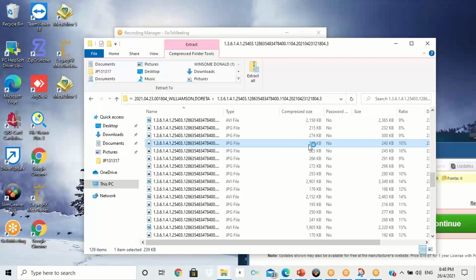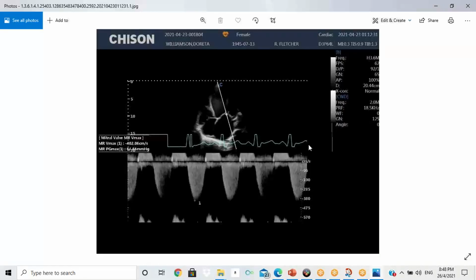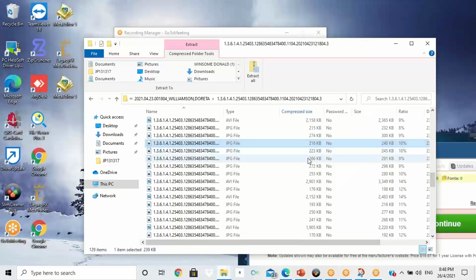So once you have a velocity above 1.5 to 2 meters per second, you have to switch from pulse wave Doppler to continuous wave Doppler. So you have to know the flows that you're going to measure using pulse wave Doppler and the flows that you're going to measure using continuous wave Doppler.